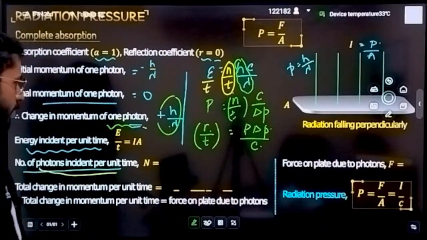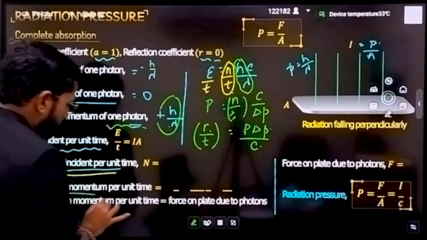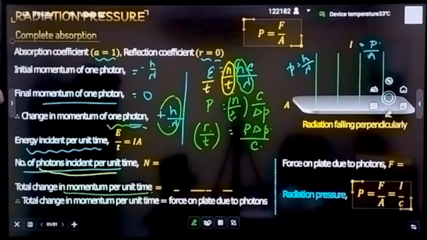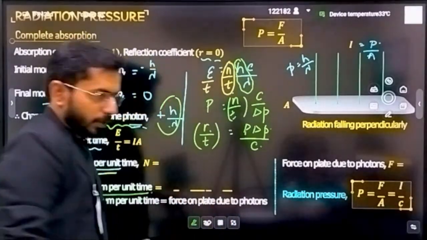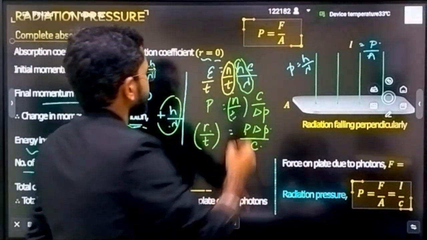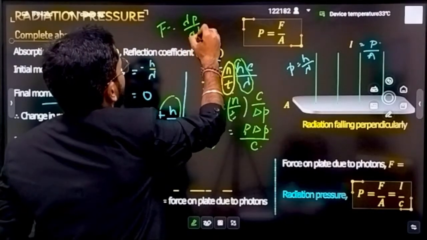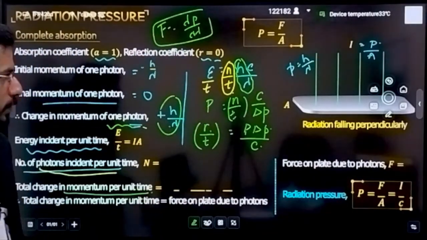Correct? Fine. Now, what is the total change in momentum per unit time you have to calculate? कैसे calculate करोगे change in momentum per unit time? And can you say change in momentum per unit time is nothing but force? Force को कैसे define करते हो? Rate of change of momentum dp by dt. It is equals to dp by dt.